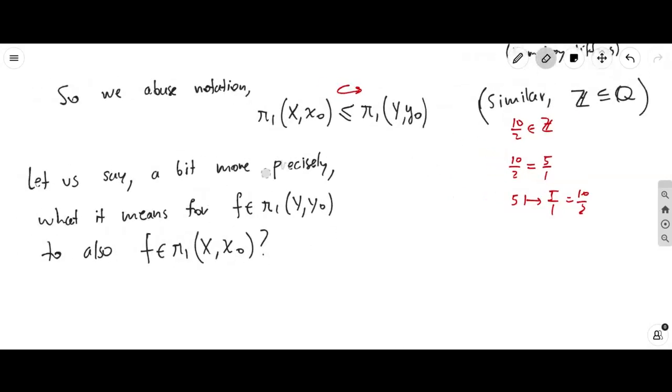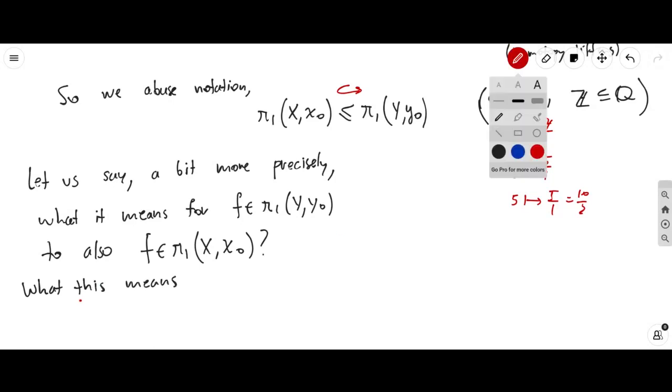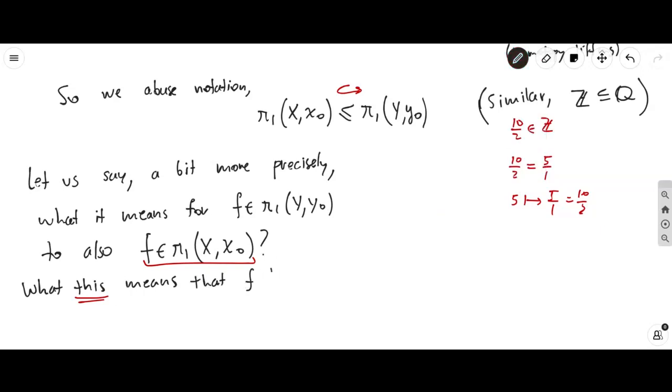So in the exact same way, let's be a little bit more specific, a little bit more careful about what we mean for something in this group to also be an element in this one. Well, you could say that there's something in the cover that projects to that, but I think what would be helpful is to realize what this means. So when I write this, what am I referring to? What does it mean for a loop in the base to belong to the cover? What this means is that F lifts to a loop in the cover.